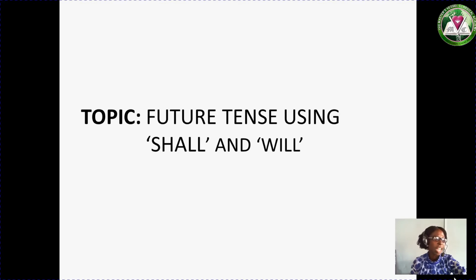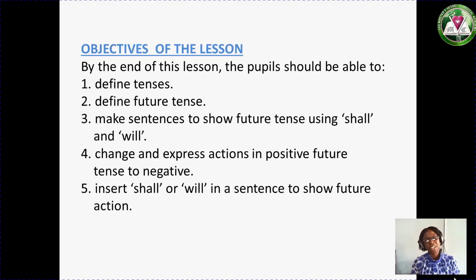Now let's talk about the objectives of the lesson. What you must do, what you are supposed to achieve at the end of this lesson. If you don't achieve all these things I'm about to mention, it means you did not follow the lesson. So, for you to achieve all these objectives, you must listen very, very well. Don't allow anything to distract you. Don't allow Chukwuemeka sitting beside you to confuse you. If he wants to disturb you, report him to your mom.